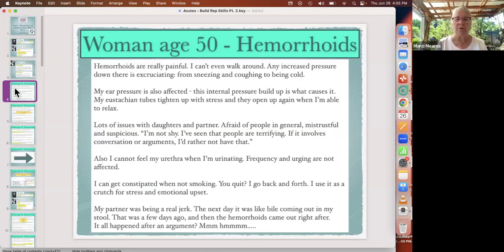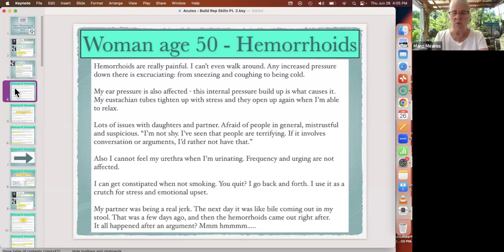This is the one we left off with last time. Woman age 50 with hemorrhoids. Hemorrhoids are really painful. Now, this is a flare-up. I'll just say that. This is not a constitutional case. The treatment here was for this flare-up of the hemorrhoids. Hemorrhoids are really painful. I can't even walk around. Any increased pressure down there is excruciating, anywhere from sneezing and coughing to being cold.